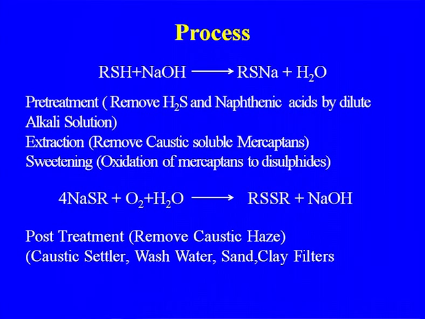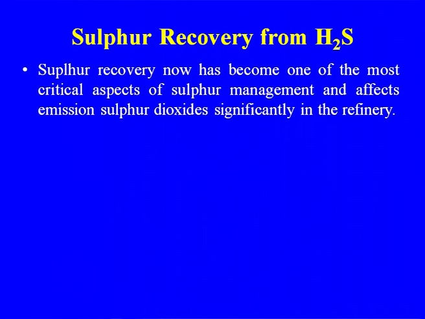So in the extraction and sweetening process, sulfur recovery from H2S is very important, because what about this H2S that we are getting; the conversion of the H2S or mercaptan to sulfur is very important. Sulfur recovery has now become one of the most critical aspects of sulfur management and affects the emission of sulfur dioxide significantly in the refinery, because if you are not properly removing it, SO2 emission will be there. It is not only a requirement for the fuel; it is also a requirement for the refinery stack gas emission to have lower sulfur dioxide in the stack gases.